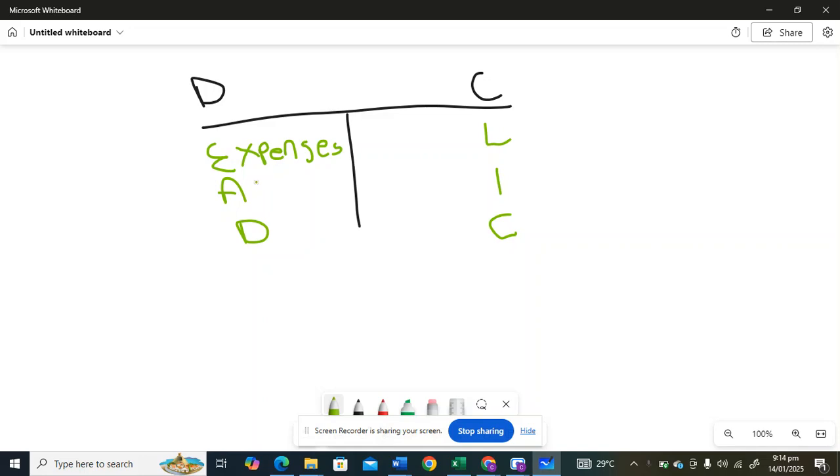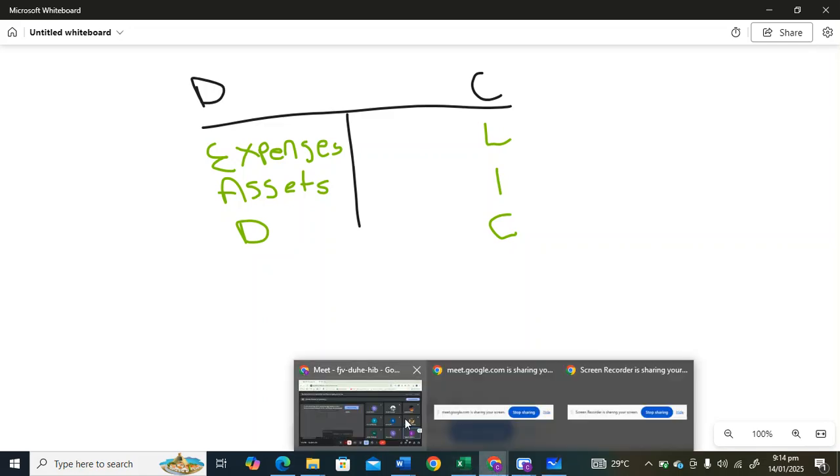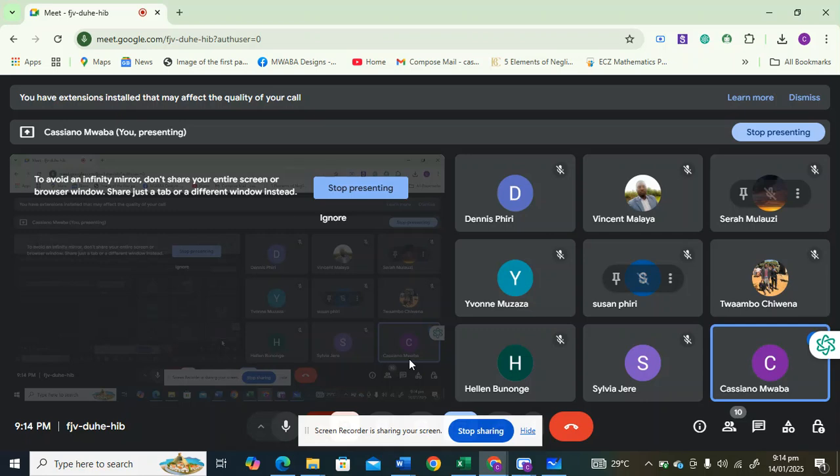A represents assets. Colleagues, what are assets? What is an asset according to accounts? Well, how many here? Somebody should know at least what an asset is, colleagues.